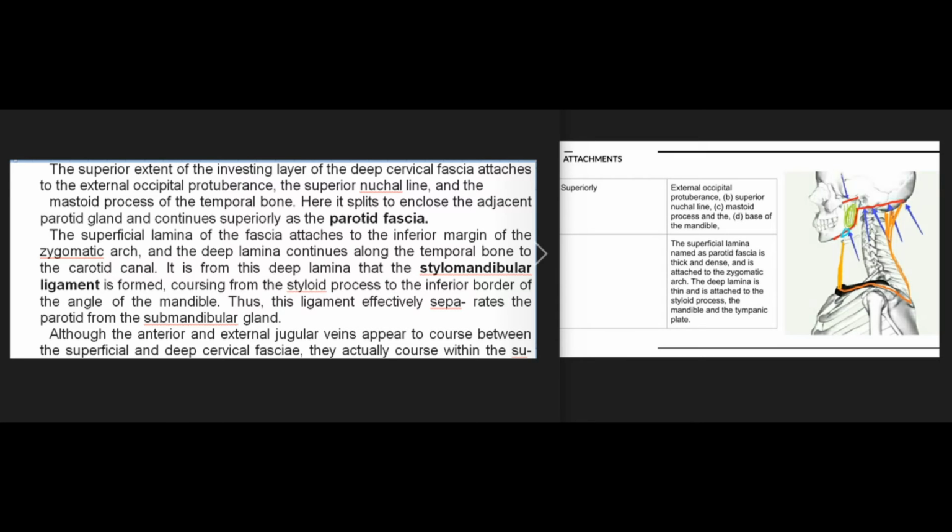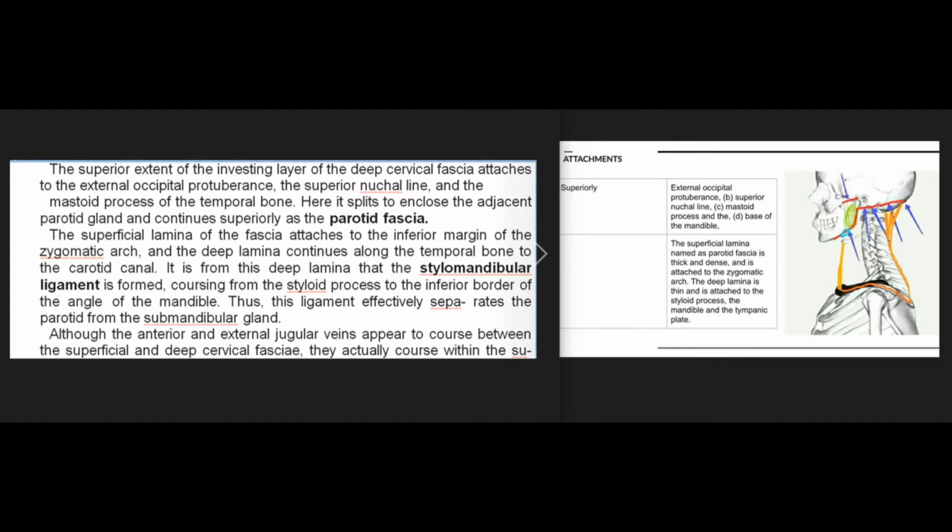The superior extent of the investing layer of the deep cervical fascia attaches to the external occipital protuberance, the superior nuchal line, and the mastoid process of the temporal bone. Here it splits to enclose the adjacent parotid gland and continues superiorly as the parotid fascia. The superficial lamina of the fascia attaches to the inferior margin of the zygomatic arch, and the deep lamina continues along the temporal bone to the carotid canal. It is from this deep lamina that the stylomandibular ligament is formed, coursing from the styloid process to the inferior border of the angle of the mandible. Thus, this ligament effectively separates the parotid from the submandibular gland.